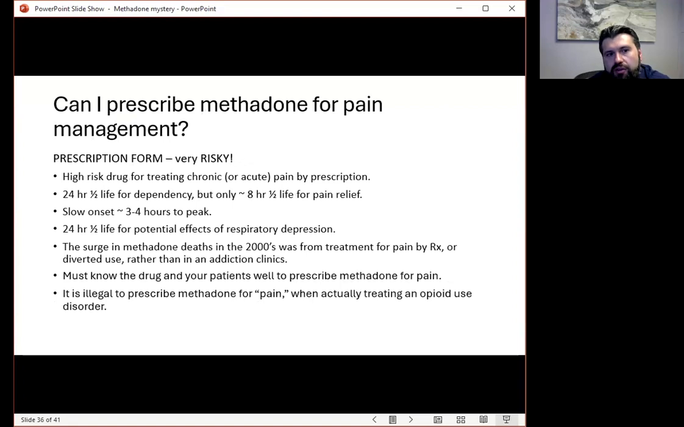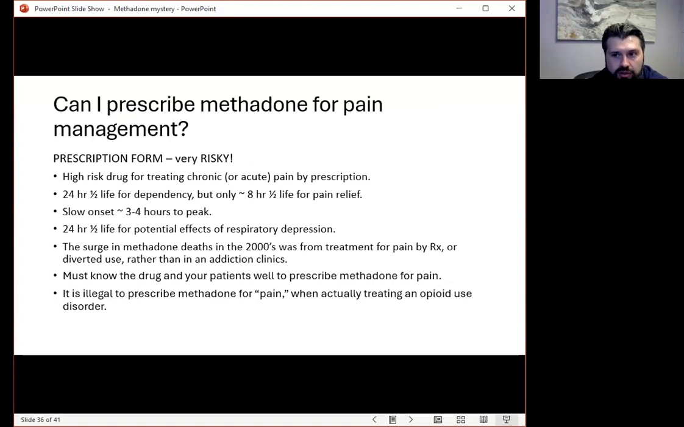Can you prescribe methadone for pain management? So this is another question that comes up pretty quickly. Oftentimes, somebody getting discharged from a hospital or something, do they have to go to an opioid treatment program? Can I just write them a prescription for methadone? Hopefully this discussion kind of answered that. No, for the treatment of opiate use disorder, you have to get methadone through a methadone clinic or opioid treatment program.